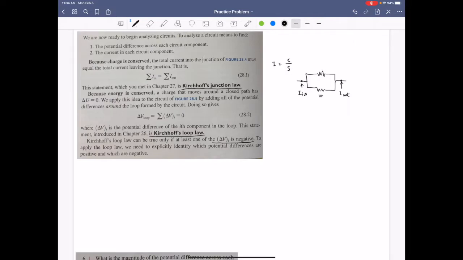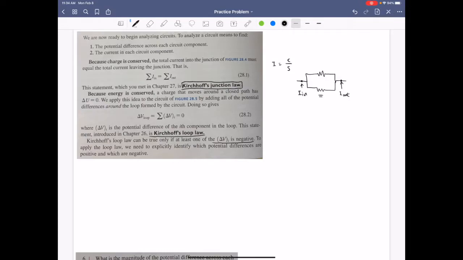When the electrons get separated into two paths, the energy is used up by the resistors, like a light bulb or something, and then the electrons get recombined into this one path. Since electrons don't go anywhere, the current has to be the same at these two points. This statement, which you met in chapter 27, is Kirchhoff's junction law.